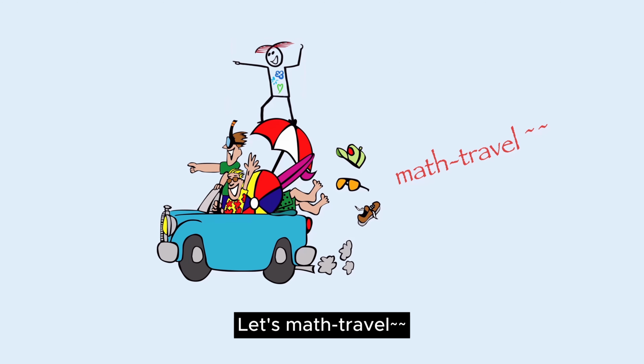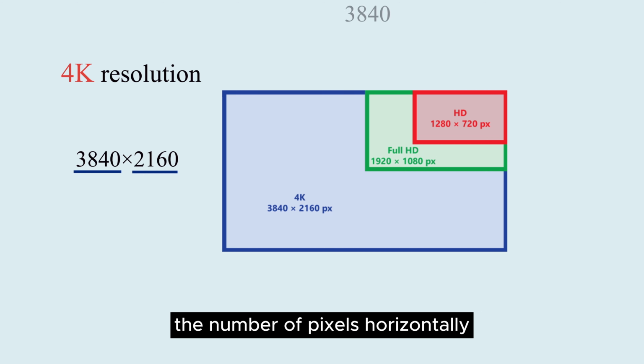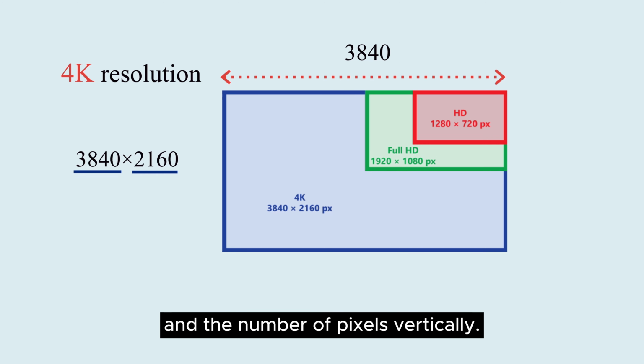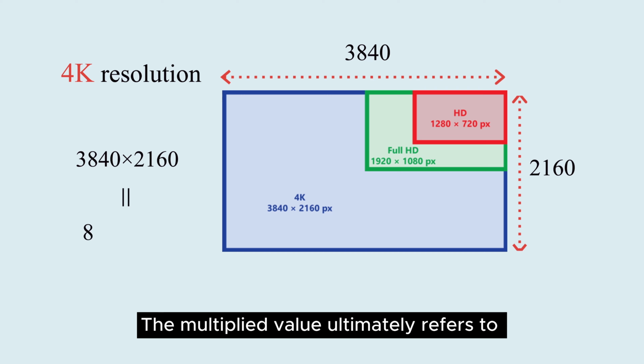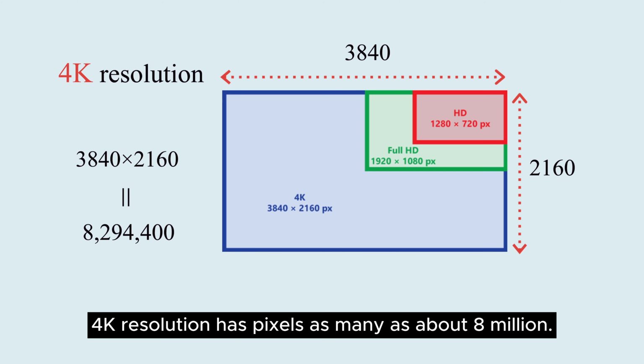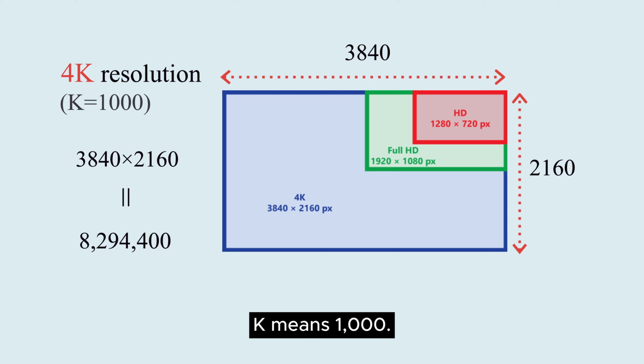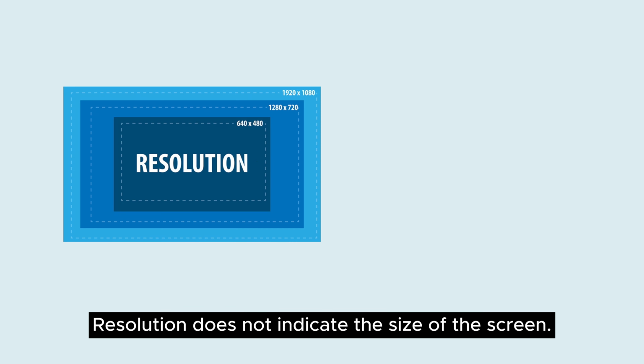Let's do some math. Resolution is expressed as the product of two numbers, the number of pixels horizontally and the number of pixels vertically. The multiplied value ultimately refers to the total number of pixels contained on the screen. 4K resolution has as many as about 8 million pixels. K means 1000. Resolution does not indicate the size of the screen.